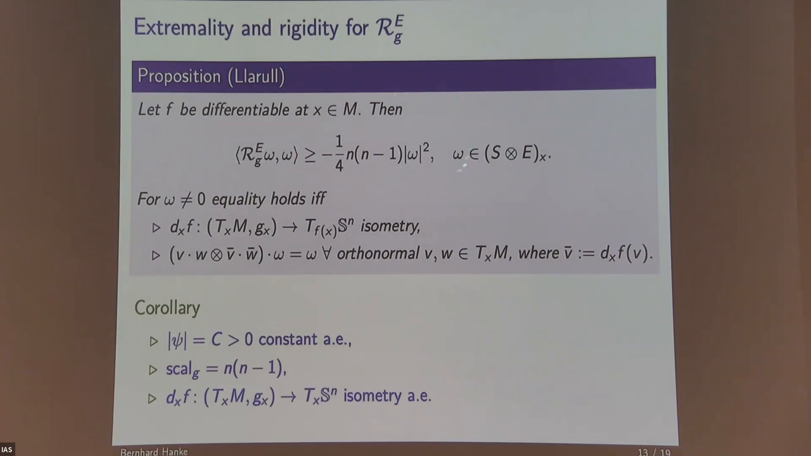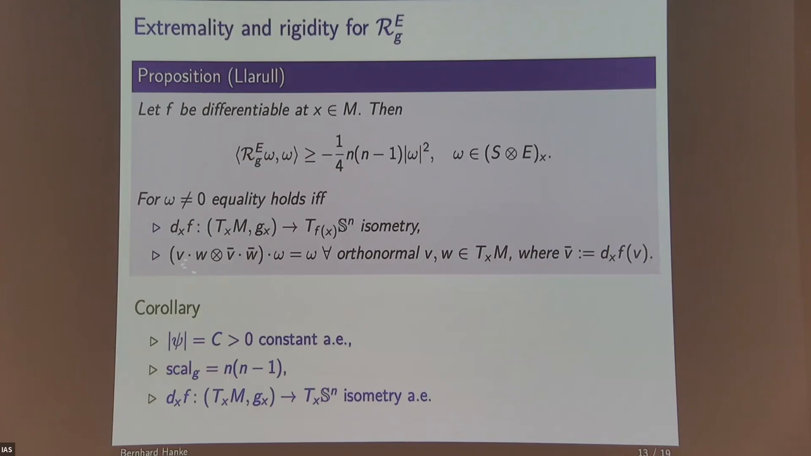So this term is, as I said, bounded below by 1/4 minus 1/4 times n times (n minus 1) times the norm of omega squared, for any spinor. You take a point in your manifold and a point in S tensor E, in the fiber of this bundle over X. And Llarull also has a characterization of the equality case, namely equality occurs if and only if the differential of F, which is almost everywhere defined, since it's a Lipschitz map, is an isometry from the tangent space of M to the tangent space of S.